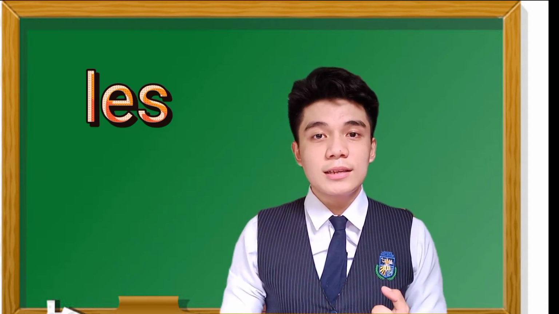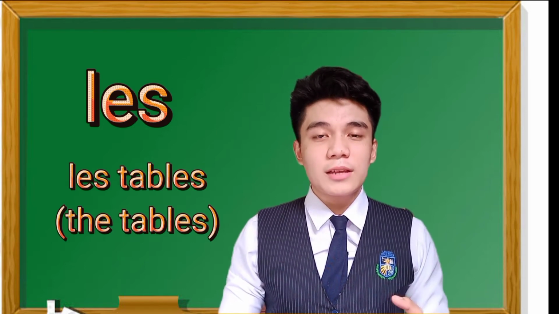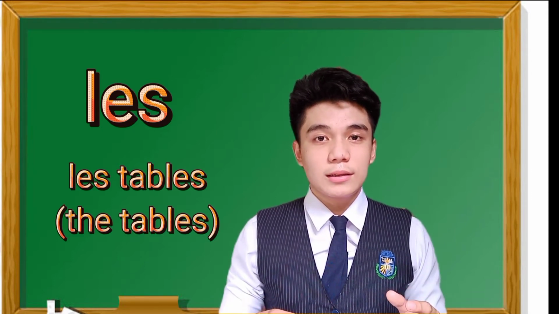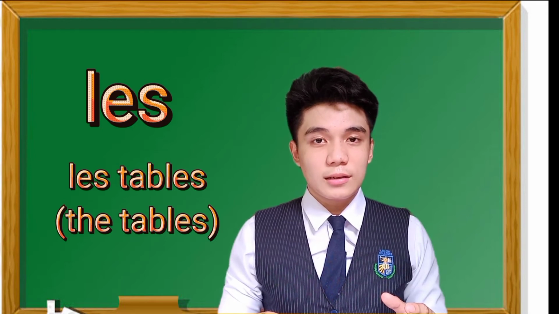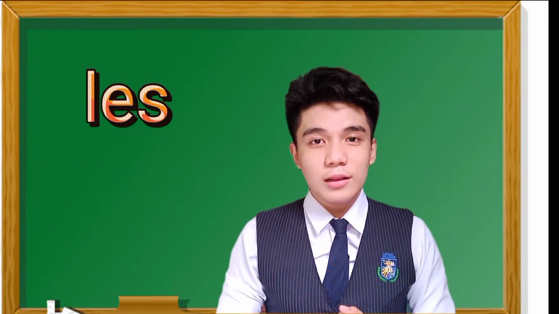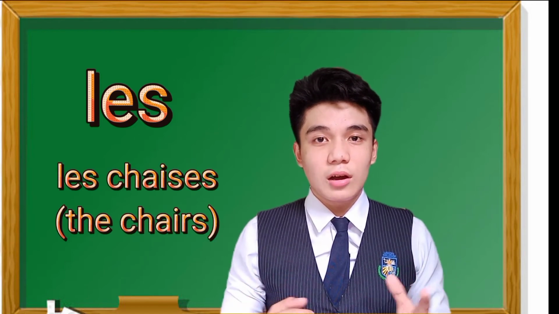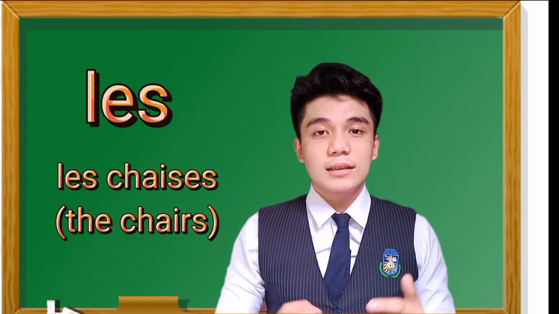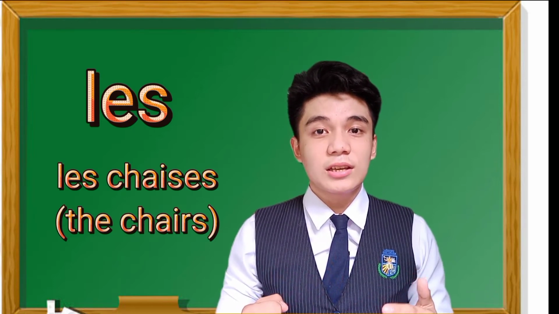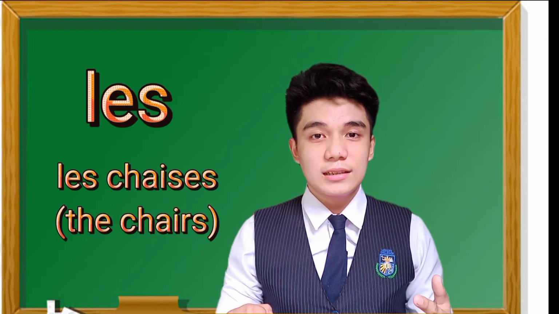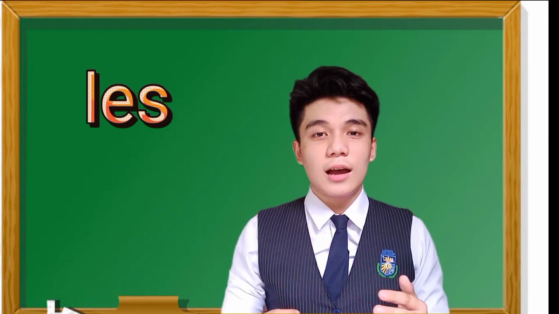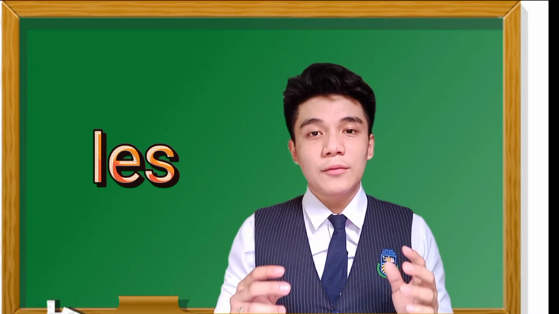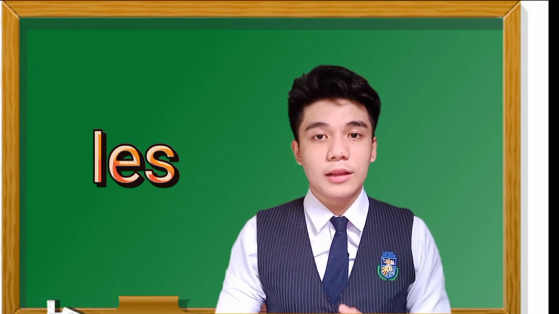The first one is the tables, or in French, with the first definite article, it is pronounced as les tables. The second example is the chairs, or in French with the definite article, les chaises. As you can see in those example words, they are in plural form. So when you see that kind of word, the article that you should use is the first article, les.